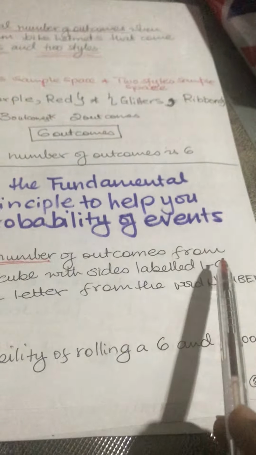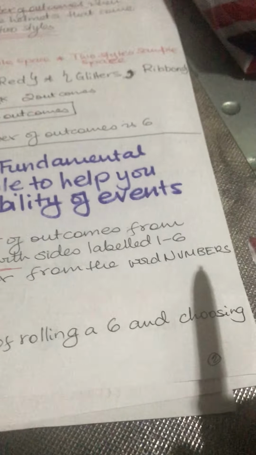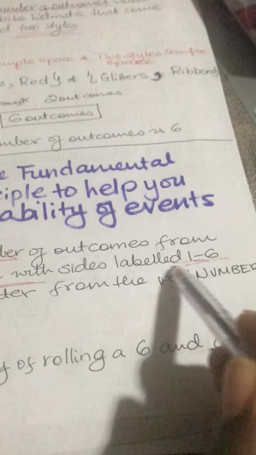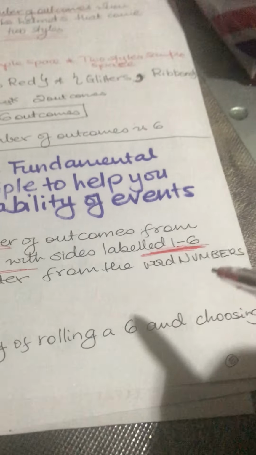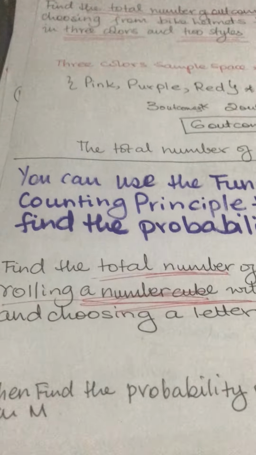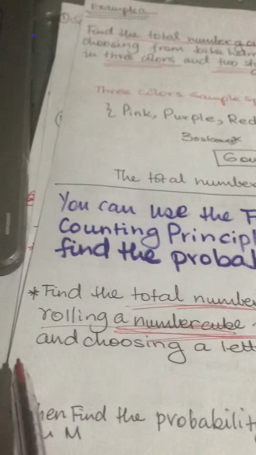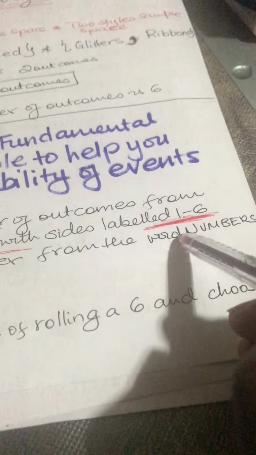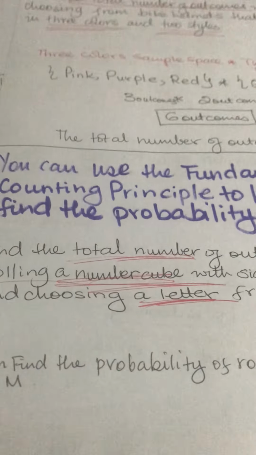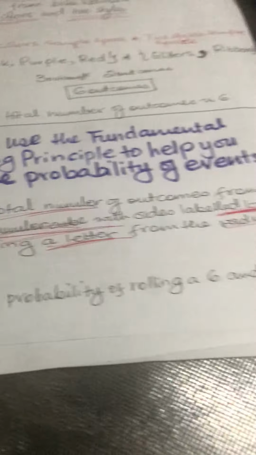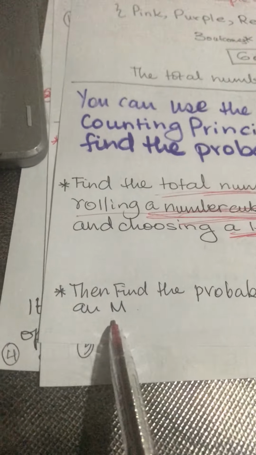And what did they say they gave you? From rolling a cube, a number cube, with 1 to 6. The cube has 6 outcomes. 6 values in the sample space. Or 6 outcomes, I agree. And then you are choosing a letter from the word numbers. Keyword there, you're choosing a letter. Then they said, find the probability of rolling a 6 and choosing an M.